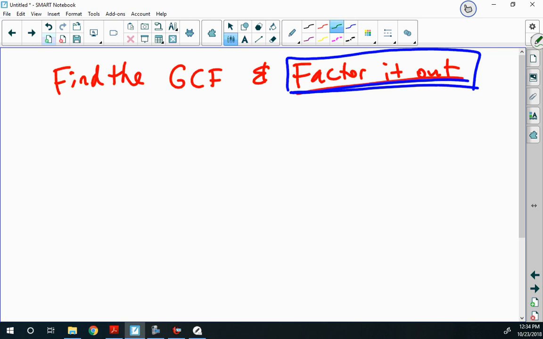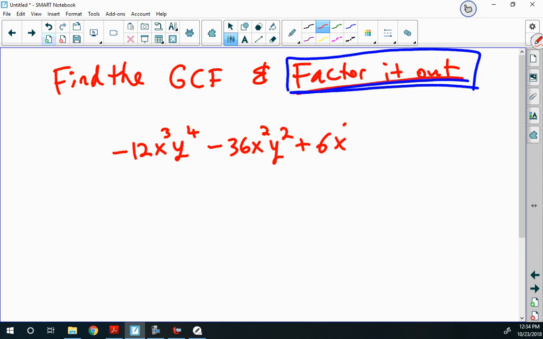So suppose we have something that looks like this. Negative 12 x cubed y to the 4th minus 36 x squared y squared plus 6 x cubed y cubed. In my other class, I didn't throw a negative out front. I really don't like negatives out front. I like to factor those out. So I'd factor out a negative.